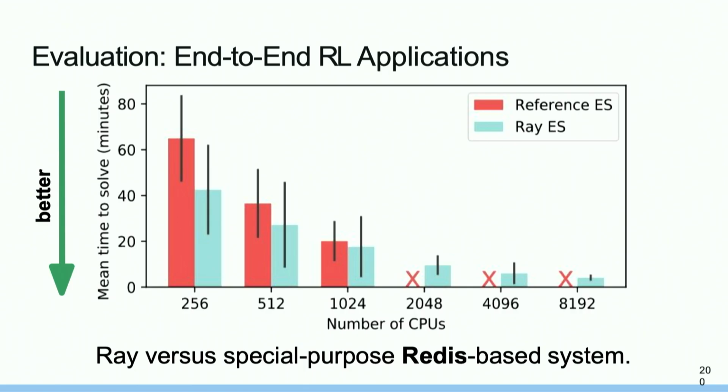So here's an evaluation on an end-to-end reinforcement application. Here we chose a system called Evolution Strategies, which is being developed by OpenAI. It's a derivative-free optimization for doing reinforcement learning. And they have a system that they use internally. It's a Redis-based system.